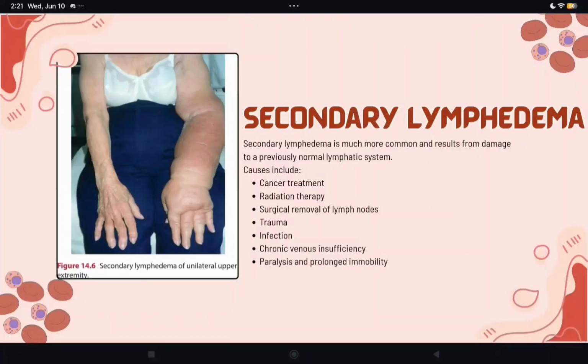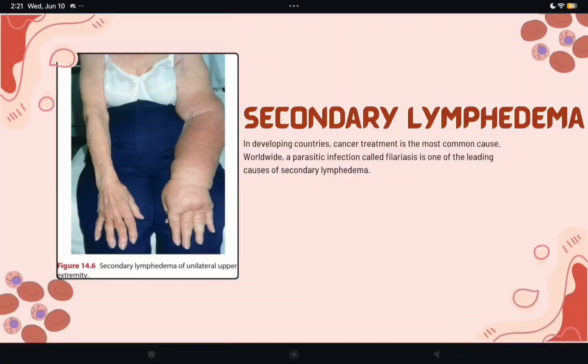Some causes include cancer treatment, radiation therapy, surgical removal of lymph nodes, trauma, infection, chronic venous insufficiency, and paralysis and prolonged immobility. In developed countries, cancer treatment is the most common cause, especially breast cancer treatment involving lymph node removal. Worldwide, a parasitic infection called filariasis is one of the leading causes of secondary lymphedema.